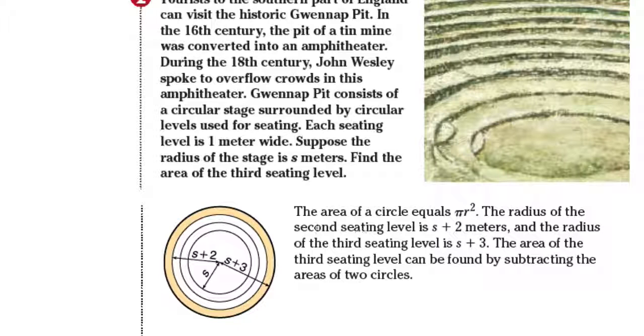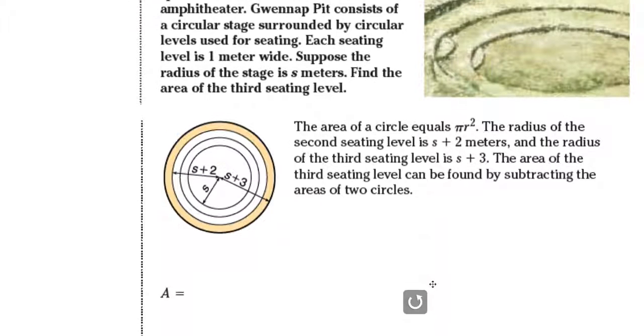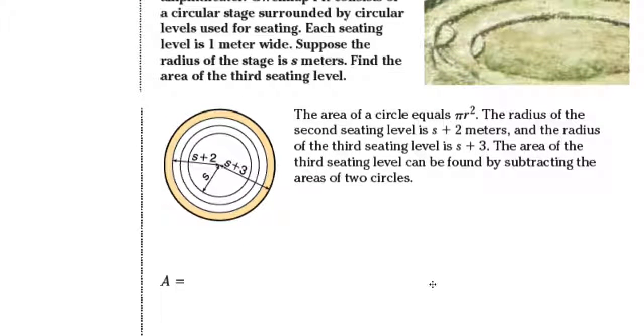The area of the circle, of course, is pi r squared. The radius of the second seating level is s plus 2 meters, and the radius of the third seating level is s plus 3. So the area of the third seating level can be found by subtracting the areas of the two circles. Basically, this is what happens when you have the area of the third level, which is pi times (s + 3) squared, because that's the radius, and this is the formula for area.